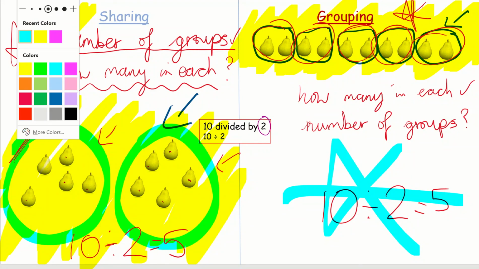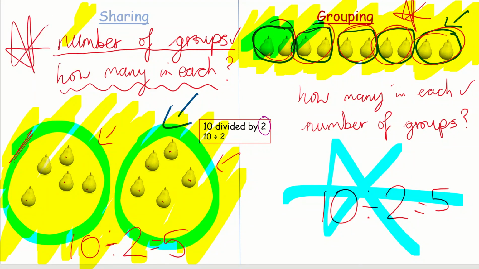Okay, so where we know how many is going to be in each group, up here, and then we find out how many groups there are at the end, like there was 5 groups in the end up there. Okay, we're not doing it. Moving on from sharing a little bit.